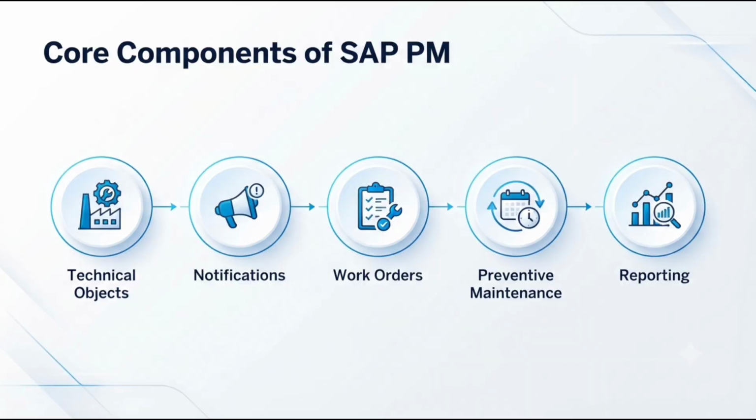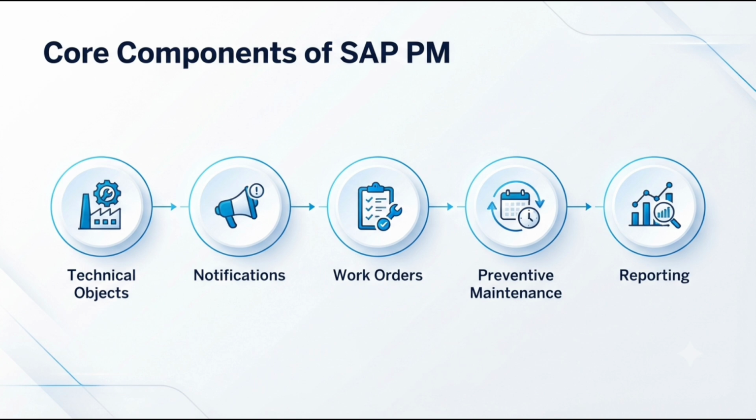SAP PM is built around a few core building blocks. First come technical objects such as functional locations and equipment. Then we have notifications, which are used to report problems or requests. Work orders are the central documents that control the actual maintenance work.